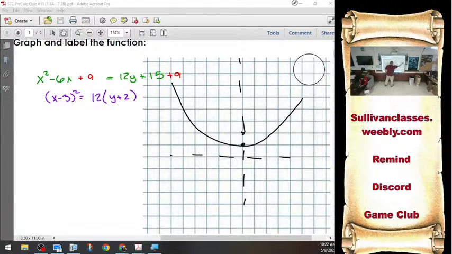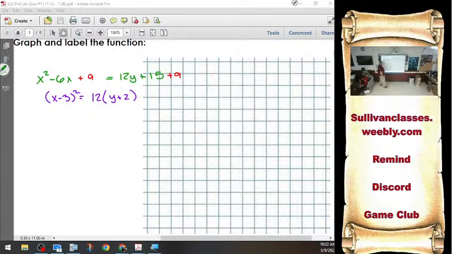Now what we had been doing for most of the chapter is go find your vertex. Which way does it open? Where's the vertex? Is it 3, negative 2, or is it negative 2, 3? 3, negative 2. Okay. So I got a vertex at 3, negative 2. Which way am I going? How do I know?